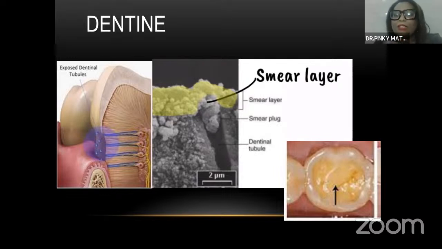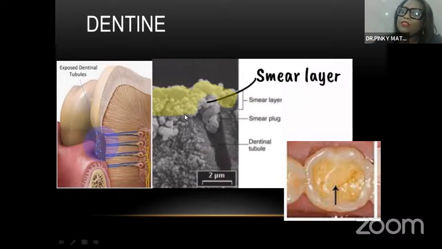Just going back to it, smear layer is nothing but, in layman terms, the small dental shavings, or certain substances which accumulate on preparation on the top layer of your substrate, your preparation surface, and some amount of it also goes and forms a plug into your dental tubule. So this is the smear layer.